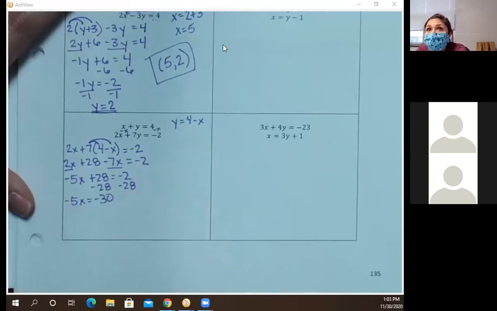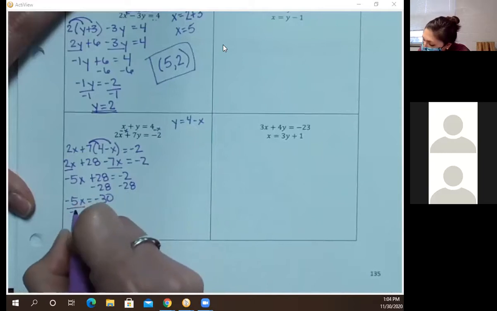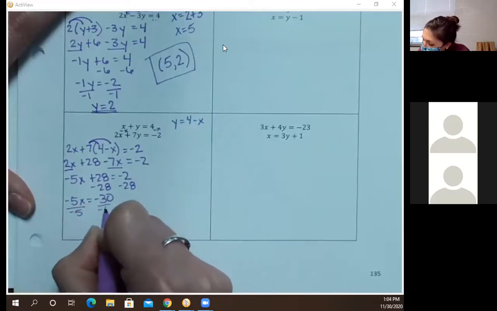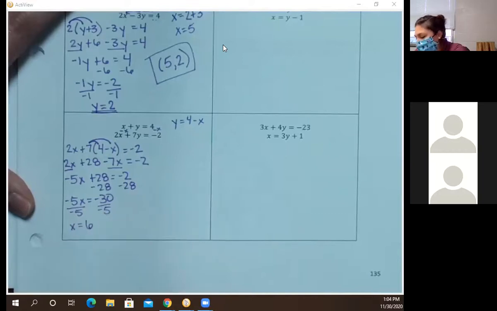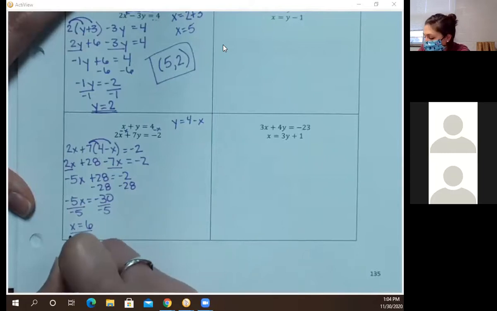And now my last step to get x by itself, divide both sides by -5, and we get x to be 6. So I found x.